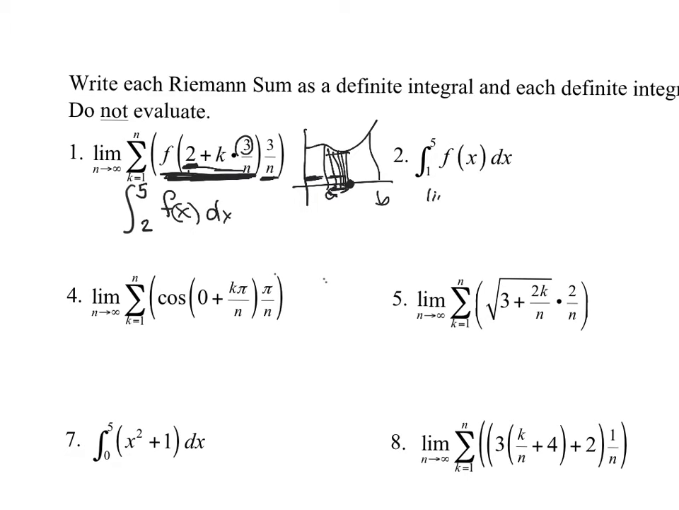Let's try 2. So this one's the limit. I'm going to look for a sum here. As n approaches infinity, for the sum as k is equal to 1, so I'm starting there, going out to n. Okay? And then I'm going to go f of, where am I starting? 1 plus k times 4 over n, all times 4 over n. Okay? Height, width.